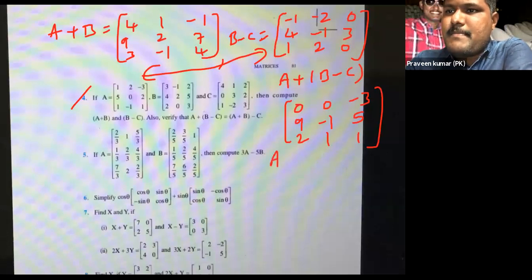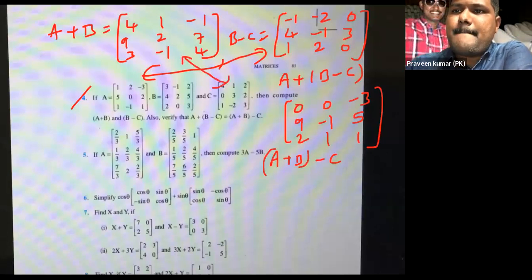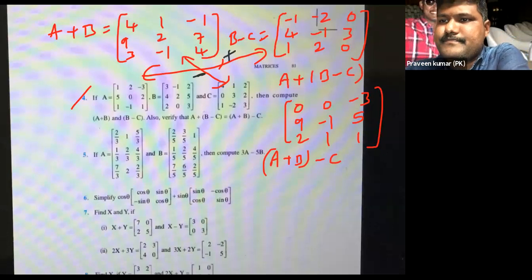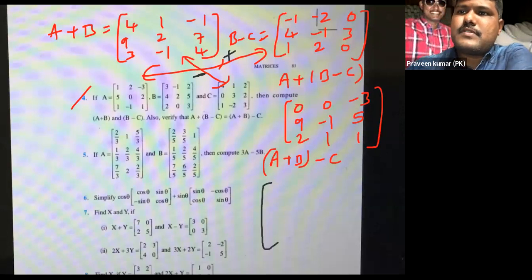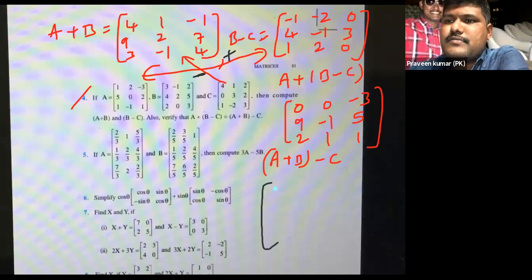Now they are asking A plus B minus C. We know already the A plus B value, this one and this one, subtraction. This is really addition, we can do it as subtraction. Okay, A plus B minus C. 4 minus 4, 0.